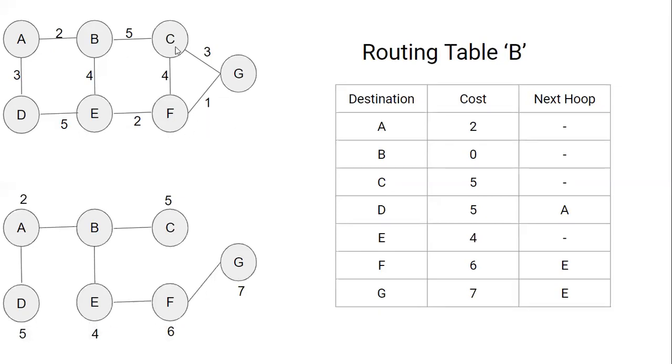Otherwise, if you go with B, C, G, B to C is 5, C to G is 3. So 5 plus 3 is what? 8. Between 8 and 7, which is the least cost? 7. So we are traveling directly from F to G.